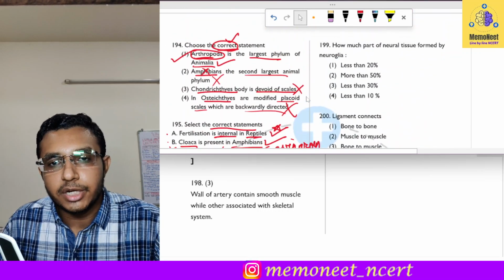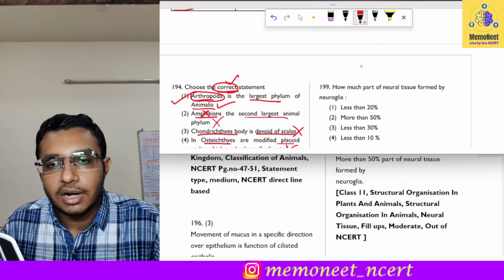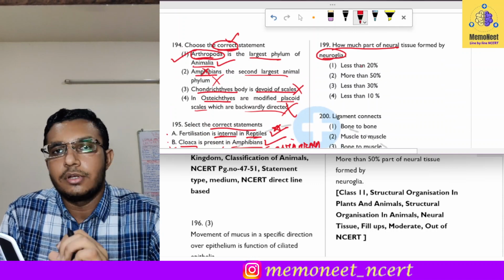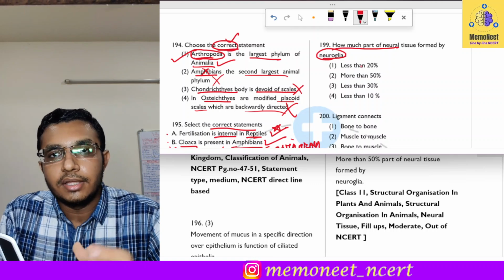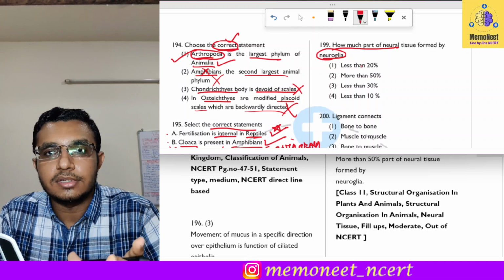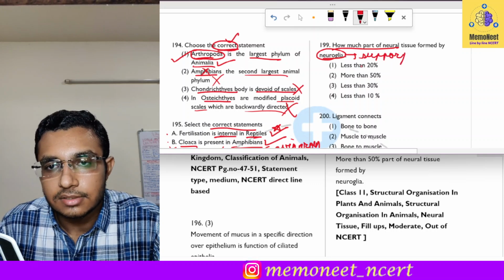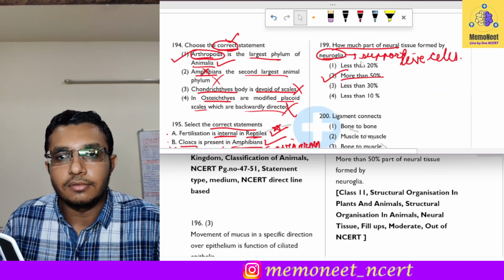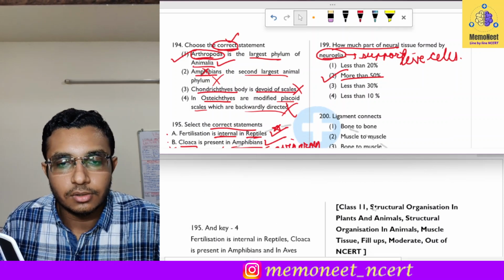Moving on to the penultimate question of our discussion, that is question number 199. It states that how much part of the neural tissue is formed by the neuroglia? Now see, the structural and functional unit of the neural system is what? It is the neuron. Okay, but the maximum part, more than 50% of the nervous system is formed by the neuroglia, and these neuroglia are the supportive cells. Okay, so more than 50% of the neural tissue is formed by neuroglia. Therefore, the correct answer of this question is option 2.